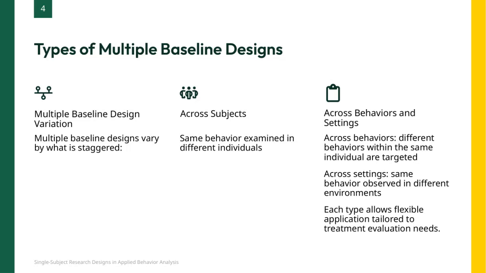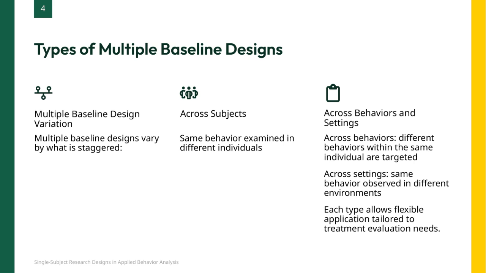Multiple baseline designs can take different forms depending on what aspect is staggered. The first type is across subjects, where we look at the same behavior but in different individuals. This approach helps us see how a treatment works across various people. Then, we have designs across behaviors and settings.